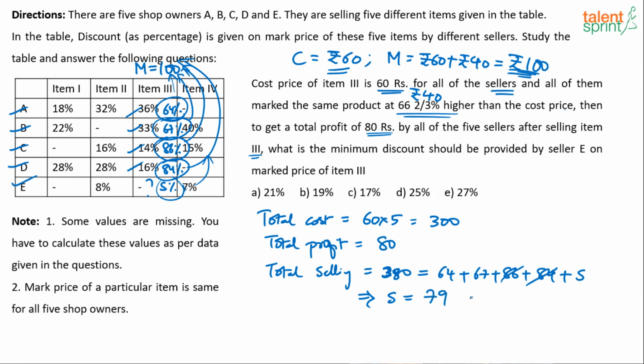See, selling price is 79, meaning discount is how much? 21. Discount on E. Selling price came out to be 79. If this is 79, the discount percentage should be 21. If the discount is 21%, then the selling price will be 79% of 100, which is 79. So answer should be 21. The discount that should be given is 21%. Option A.